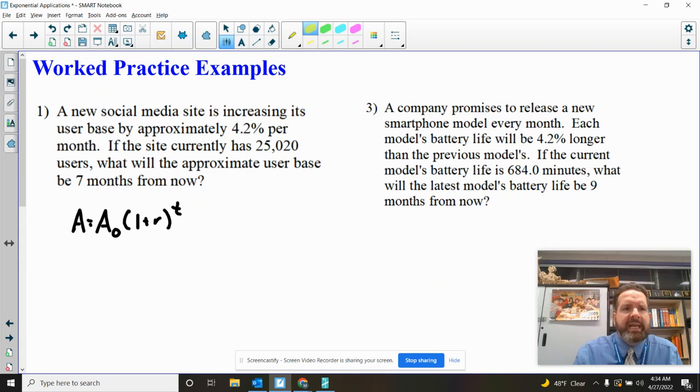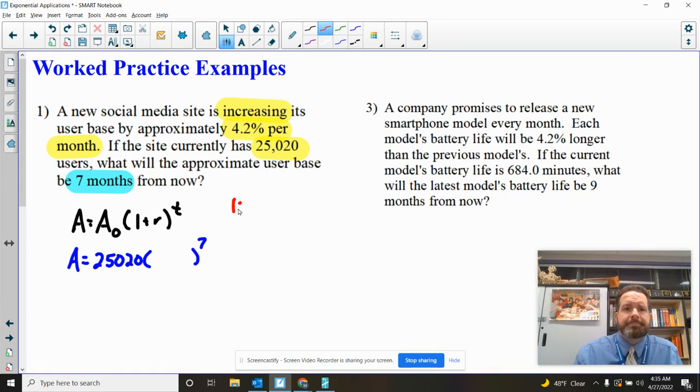A social media site is increasing its user base by 4.2% per month. If the site has 25,020 to start with, what will be the user base in 7 months? All right, let's fill in what we know. Don't know the ending amount. We do know the starting amount. We'll fill in the multiplier in a moment, and our amount of time is going to be 7 months.